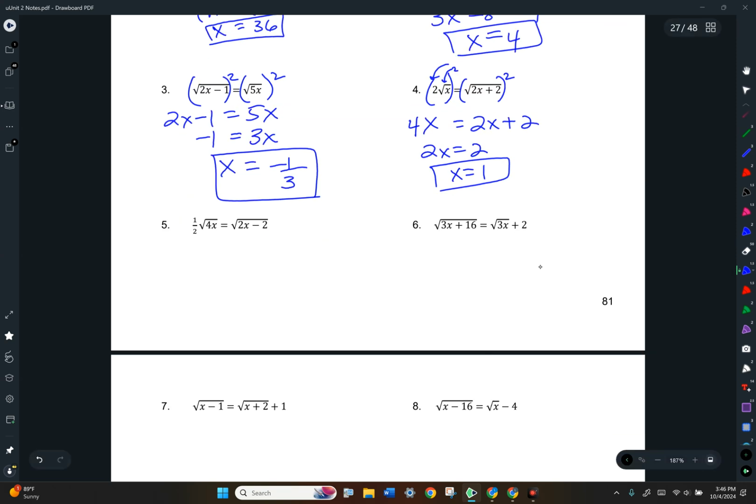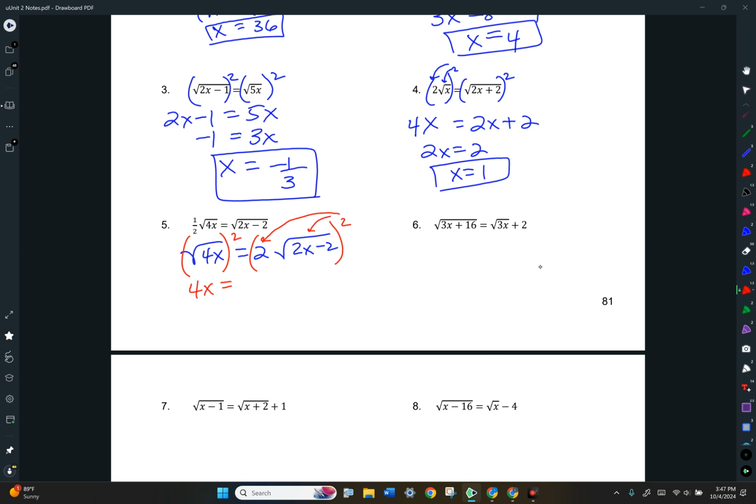Now, number 5 is very similar to 3 and 4. Again, because the right side is by itself, you could go ahead and square both sides. If you don't like the idea of squaring a 1/2, then before you square both sides, you might want to multiply by 2. So you'll actually just have the square root of 4x equals 2 times the square root of 2x minus 2. Again, you don't have to do that, but you can if you prefer not to have fractions. So now when you square both sides, on the left, you're just going to have 4x, and on the right, keep in mind, you're squaring that 2, and you're also squaring the square root.